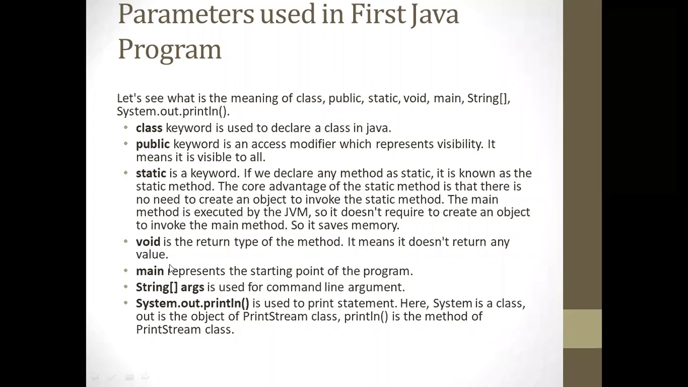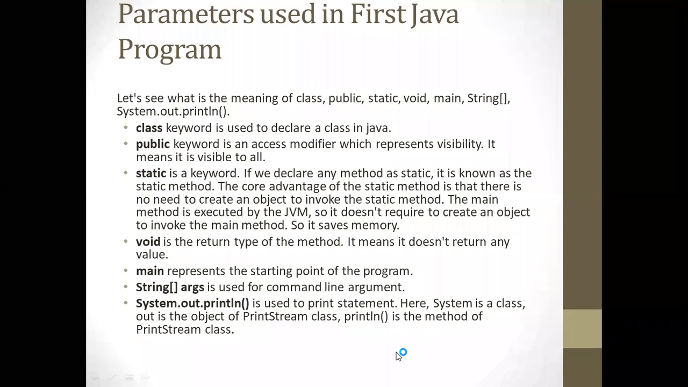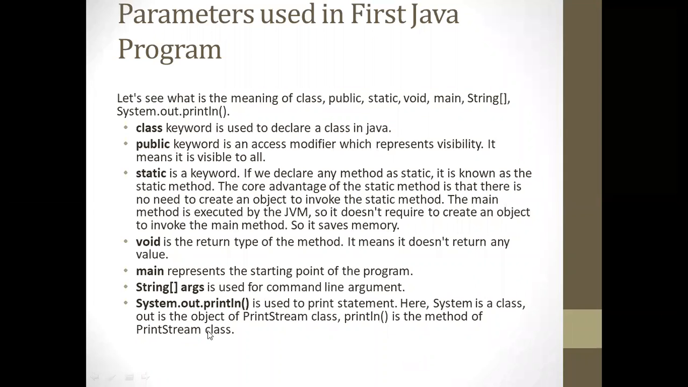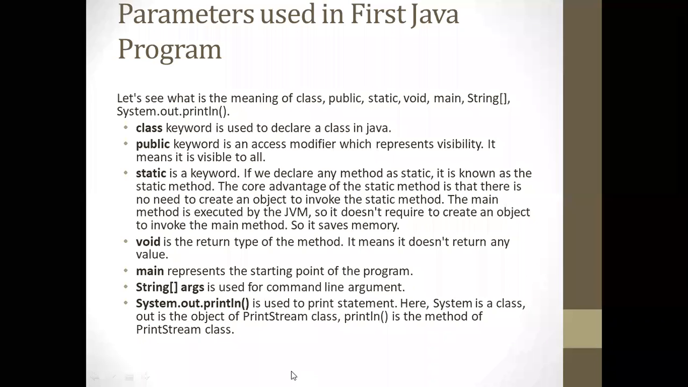Okay, so main, what the return type of main is, is void, which means it is not returning anything. Similarly, we have a string argument that is used for command line arguments, and lastly we have System.out.println that is used to print that particular statement. Okay, so out is the object of the PrintStream class, and println is the method of the PrintStream class. So this is how we can use it.